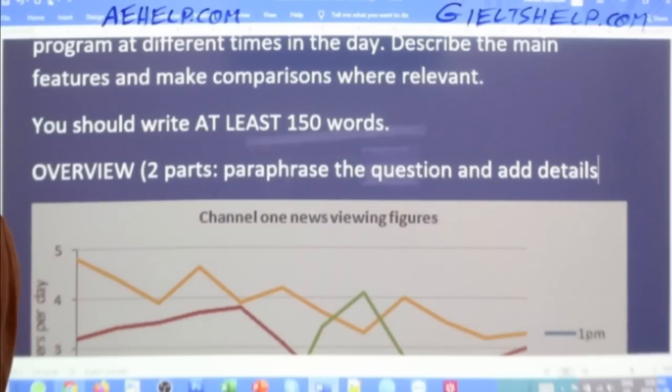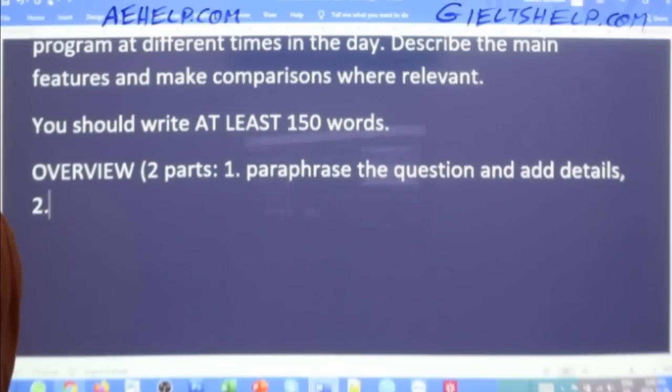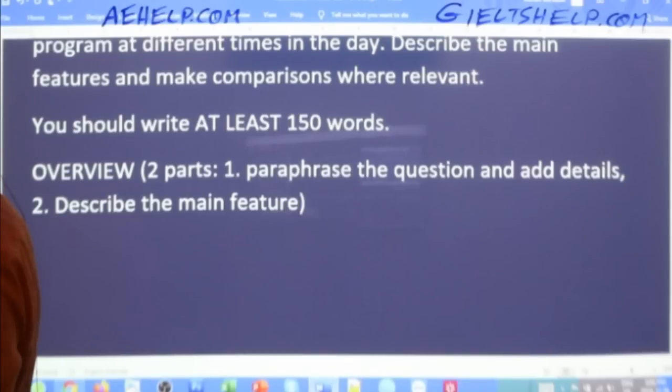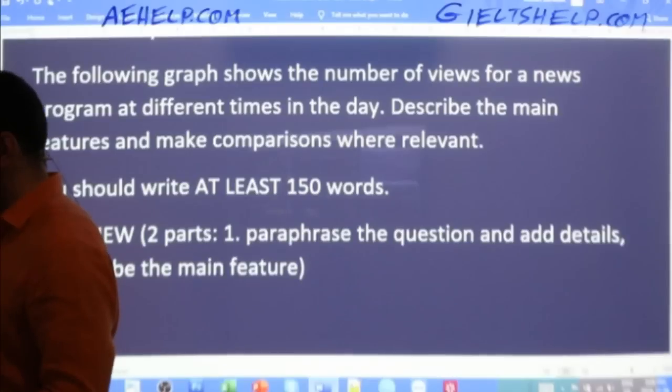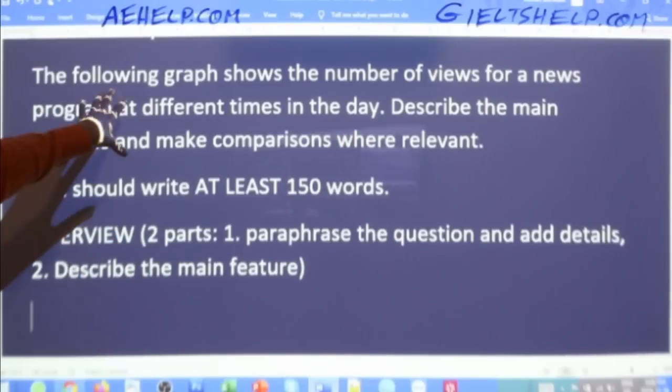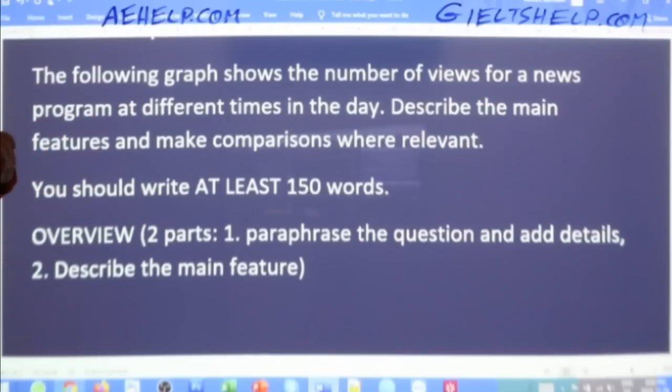That's part 1. So that's your first part of your overview. And then the second part of your overview is to describe the main feature, what you can clearly see without really looking at the data. So let's do that. Paraphrase this question for me, viewers, and give me some more details. I'm going to do the same.